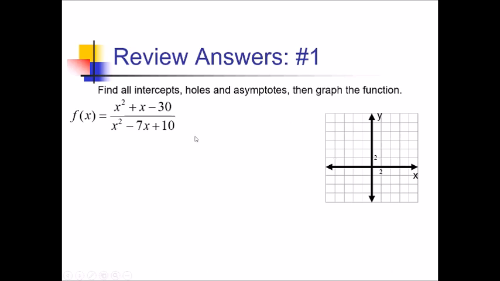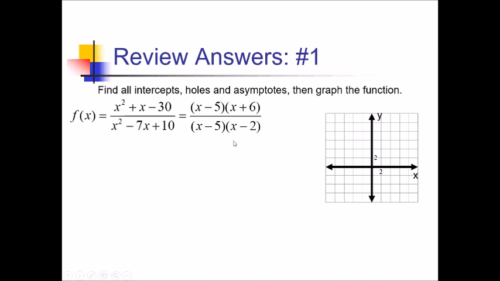So taking a look at my numerator, I need numbers that multiply to negative 30 and add up to 1. That would be, let me think, negative 5 and positive 6, so x minus 5, x plus 6. In the denominator, I'm looking for numbers that multiply to 10 and add up to negative 7. So negative 2 and negative 5 would help me down there. X minus 2, x minus 5.